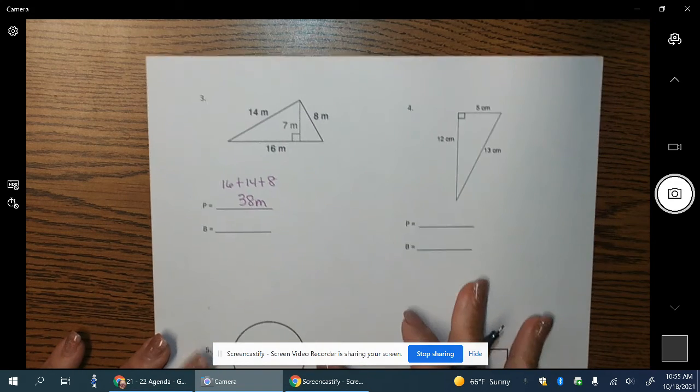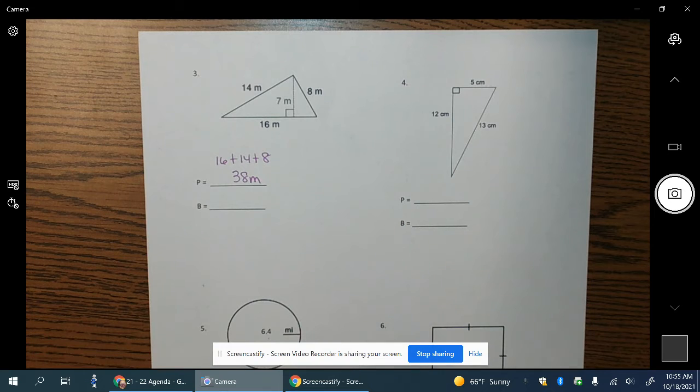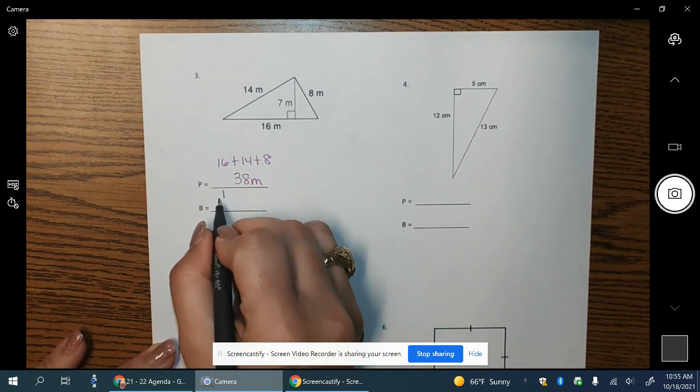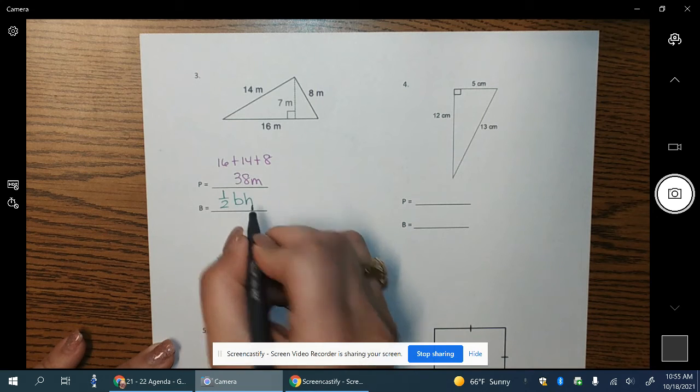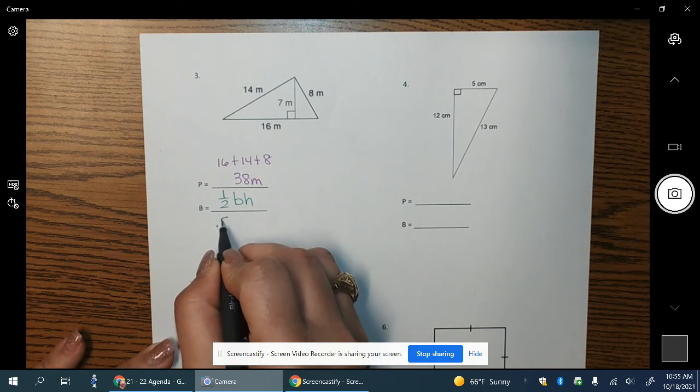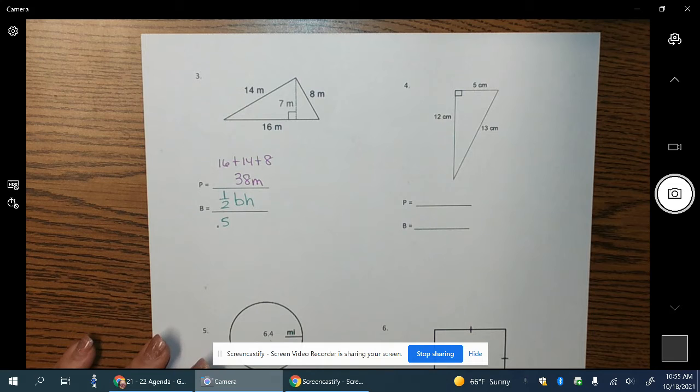Meters. 38 meters. Okay. Now, it's a triangle. So 1/2 BH. Again, if you want to change it to 0.5, that's fine. If you want to leave it as 1/2, that's fine.